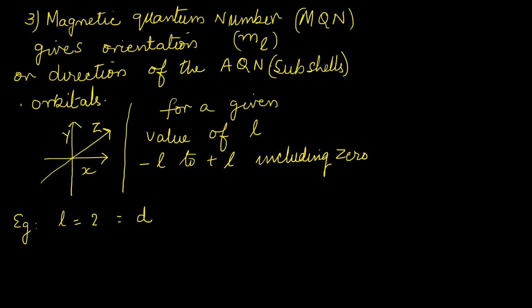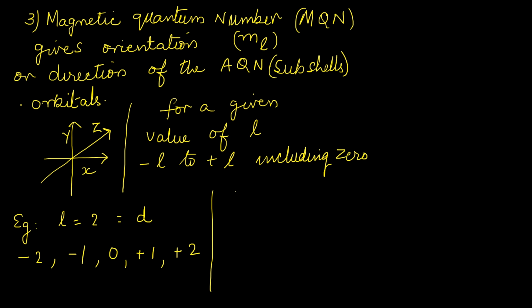Okay. Now let us do the numbering. Negative 2, negative 1, 0, positive 1, positive 2. These are the possible orientations for d subshell. A total number of 5. In this diagram, I have shown only 3. We will know more about it later on.